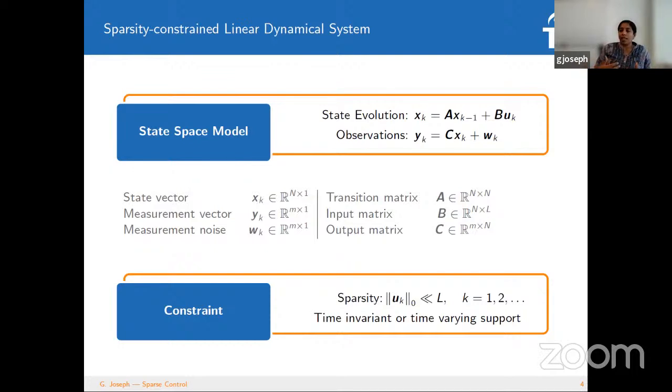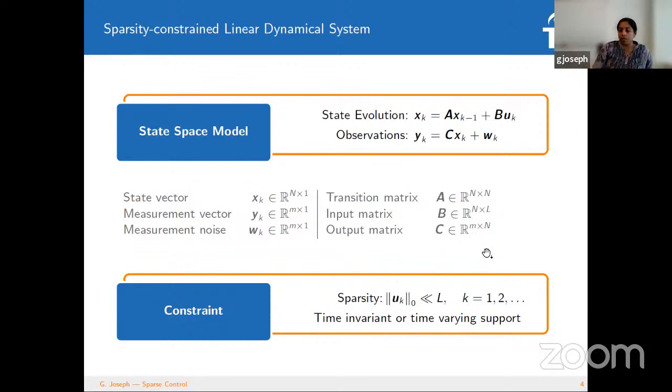Another option is a time varying support, which means at every time instant, we choose a different set of actuators, but at every time we choose a small set of actuators, not everybody. So that is a time varying support. When I say support, support is the set of non-zero indices of this sparse control u_k. So time invariant means the actuators that you control are fixed, and time varying means we can possibly control different actuators at different times, but at a given time instant, you can only control a few of them, not everybody.